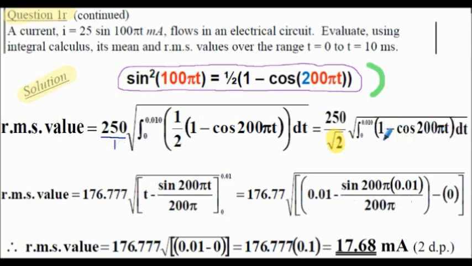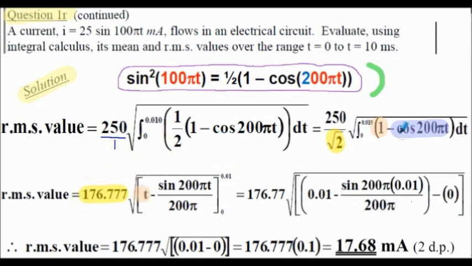That now leaves me with the integral in standard form here of 1 minus cos of 200 pi t. On the next line, I've just divided the 250 by the square root of 2 to show the answer in 3 decimal places. I could have left it as 250 divided by the square root of 2 though.